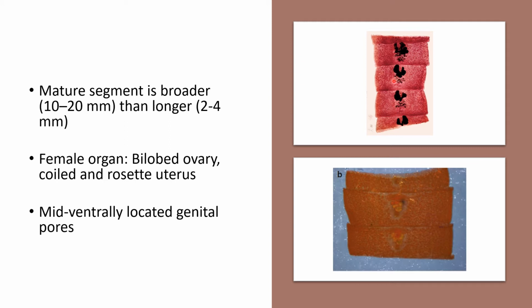Okay, both sides. Later on I will show a picture of its ovary. Try to observe its uterus. Its uterus is just like the petals of a rose. That's why it is called a rosette uterus, or rosette-like structure. Its genital pore is located mid-ventrally. Okay, so here, it is in the center.